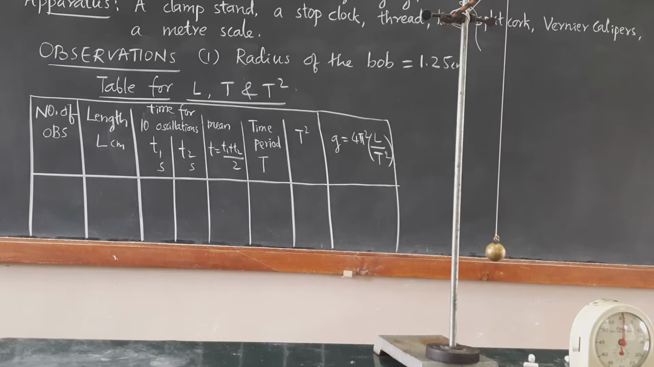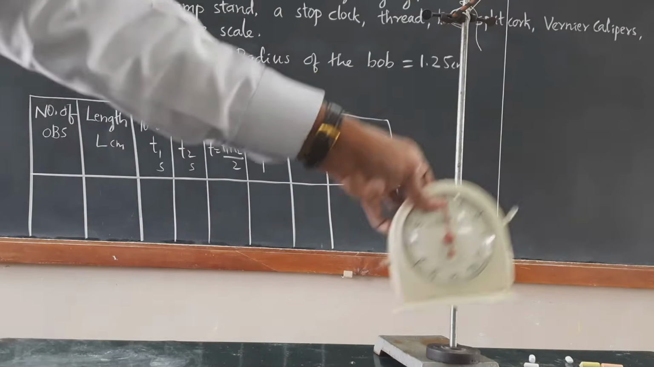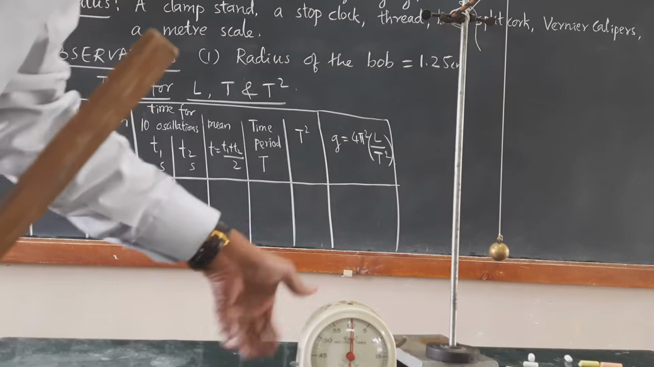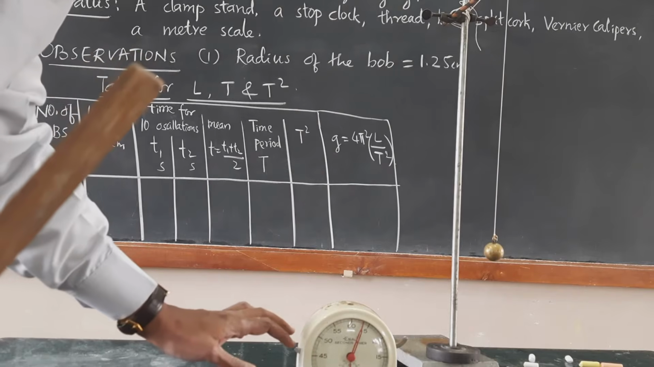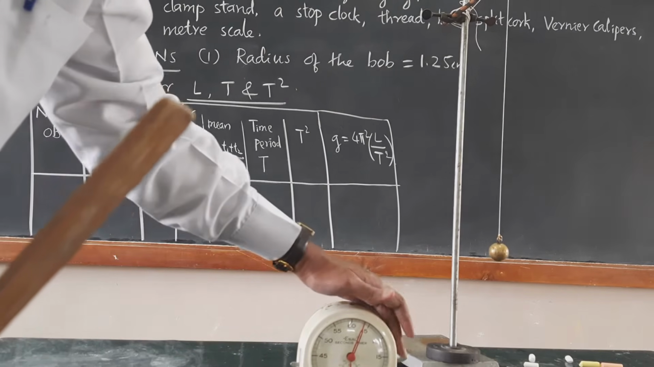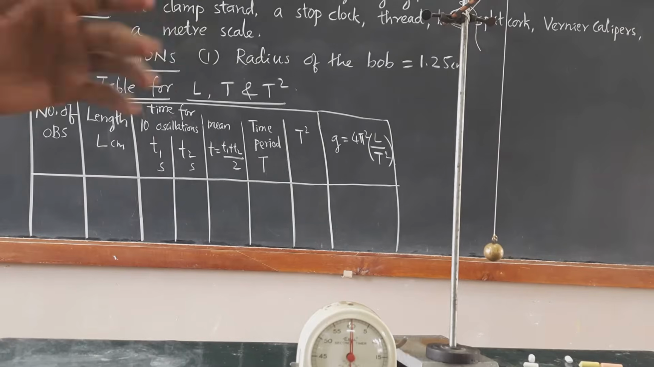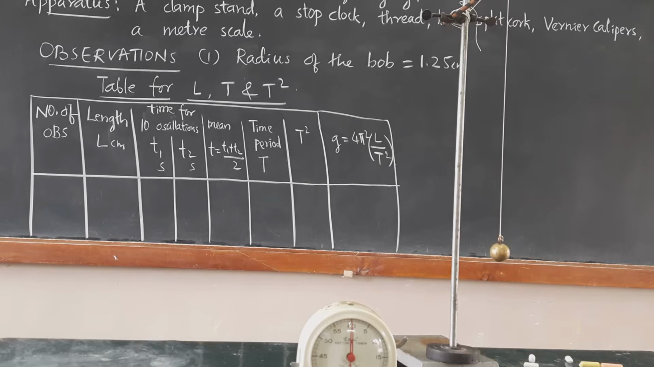Now, to start with the experiment, we should first set this stopwatch. You can see here, this is the stopwatch. You have to check whether it is functioning properly or not. Yes, it's functioning. Then set it for ready. Once it is set for ready, next we have to measure the length of the pendulum.